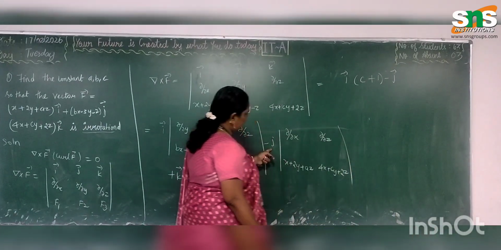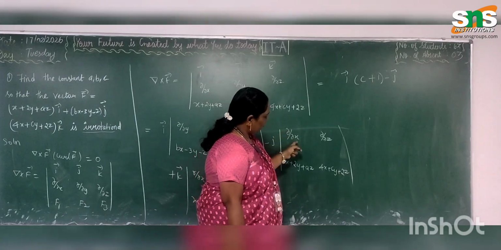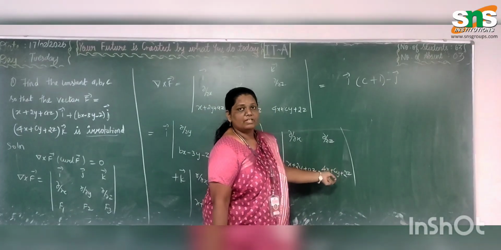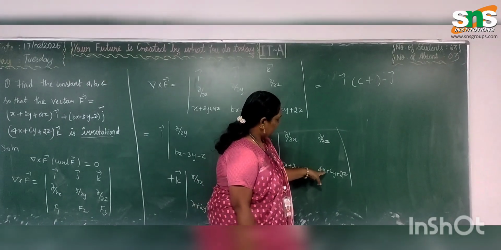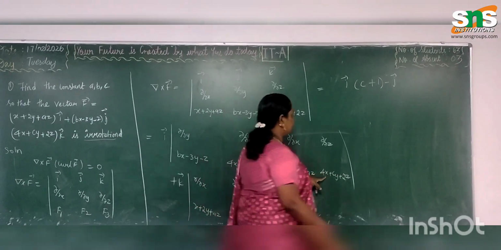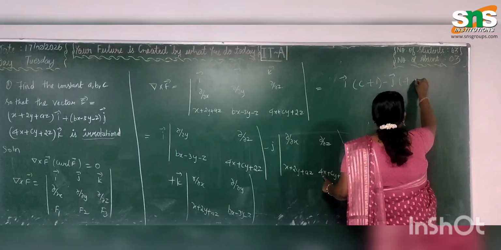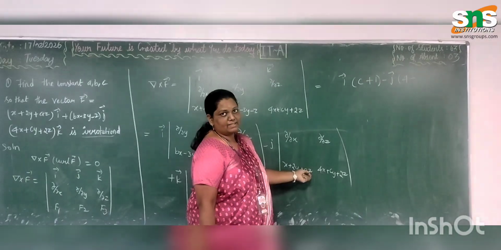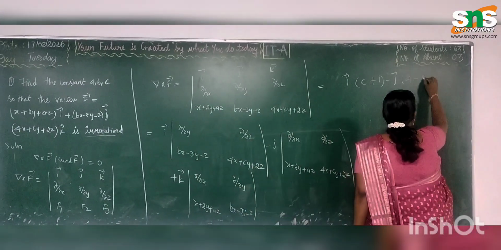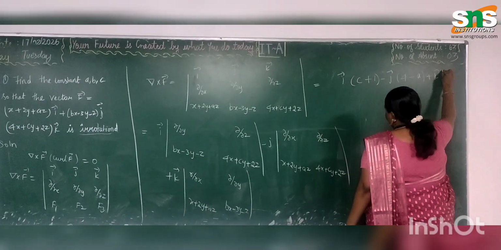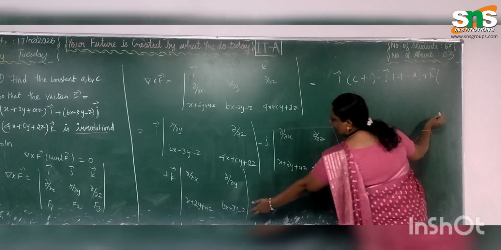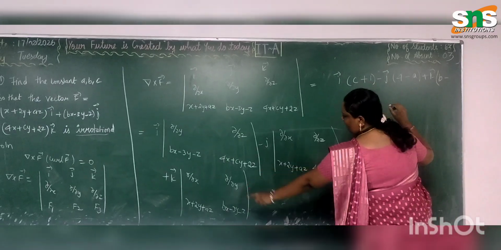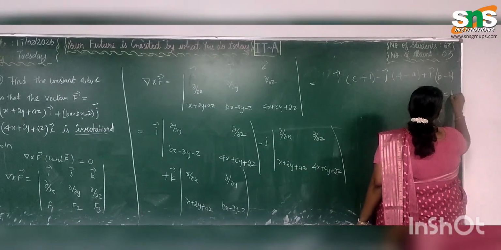Then for minus j vector, we differentiate the whole term with respect to x. Here the x term is 4x, so we will get 4. Then dou by dou z of this whole term: the z term is az, so minus a. Plus k vector, we differentiate the same way: b minus dou by dou y of this term, which is 2, and so on, equal to 0.